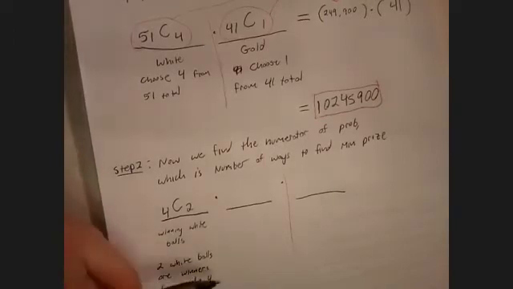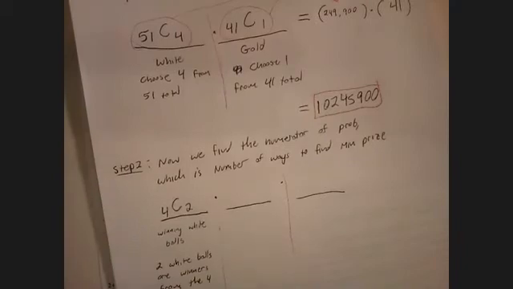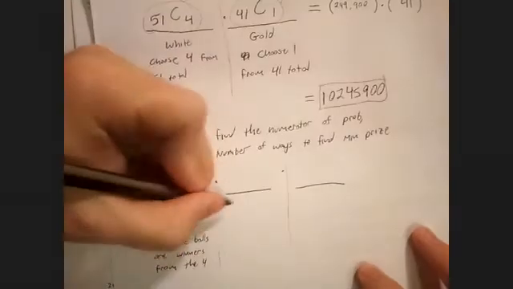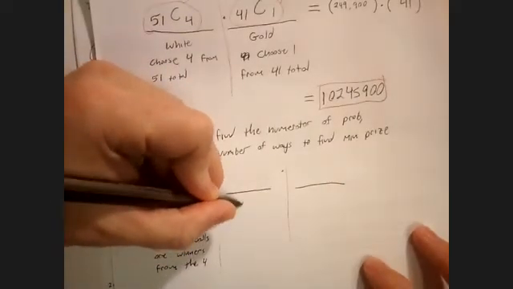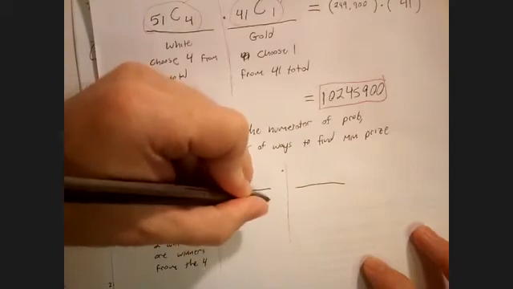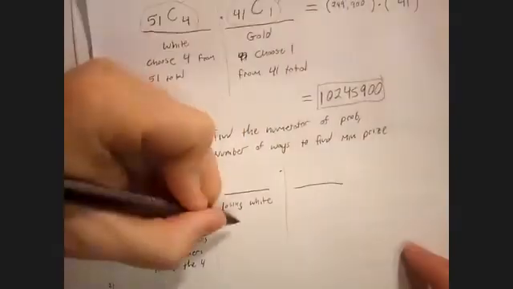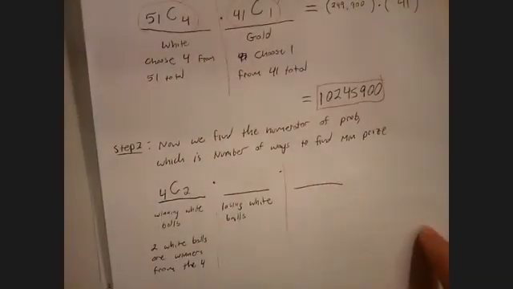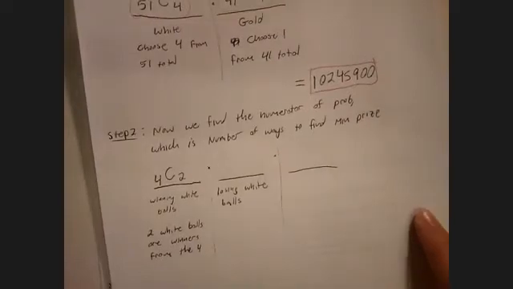I put another light separation bar there. Now I have to deal with the losing white balls. So the losing white balls, I also have to choose them, okay? So I have to do the following. Okay, this is a little tricky.